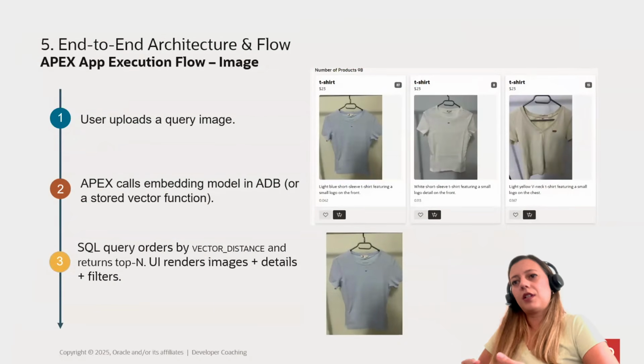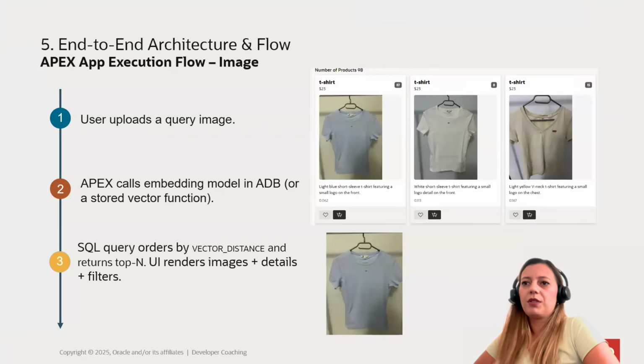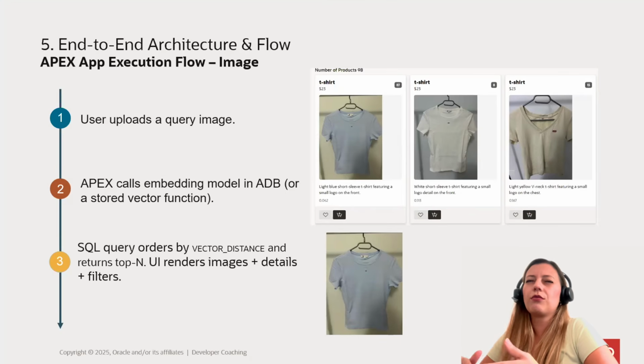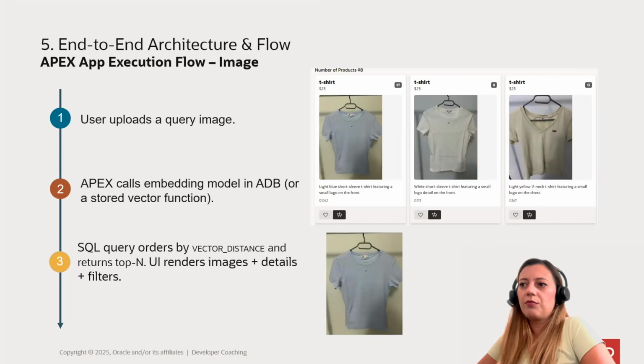Then in the second part of the demo, we will show an Apex application, and we have designed 3 main pages. First of all, sometimes we want to search for a product, but we don't know how exactly to describe it, or maybe we already have an image for which we want to find something similar. So this is very easy to implement.